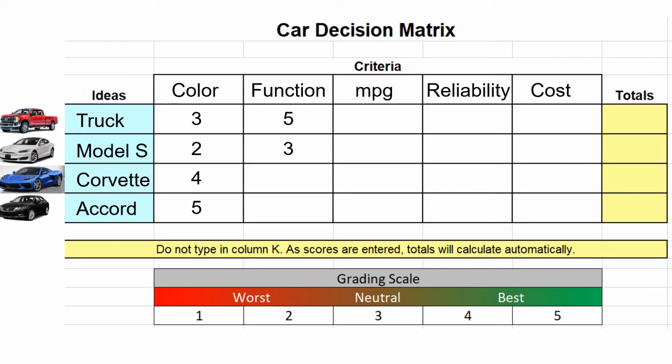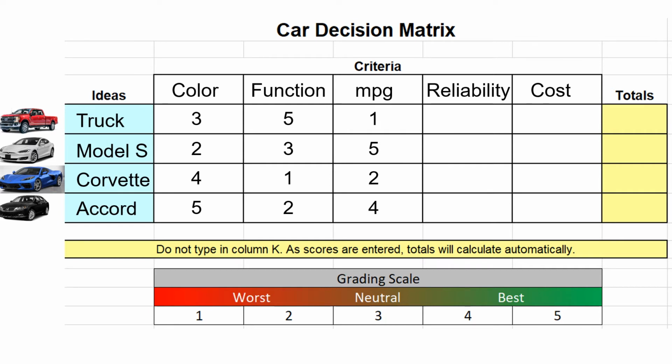Model S, that's decent. I mean, you don't have an engine anymore, so that actually turns into trunk space, so you have more trunk space. Corvette, not very functional. An Accord, you have some trunk space and stuff, but not as much as a truck would. Miles per gallon, as you can see, that's how I would rate it.